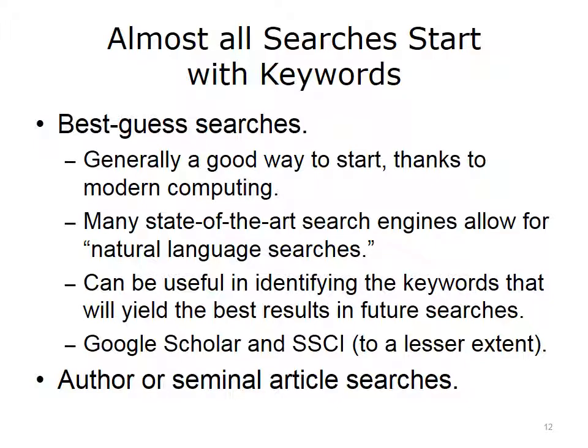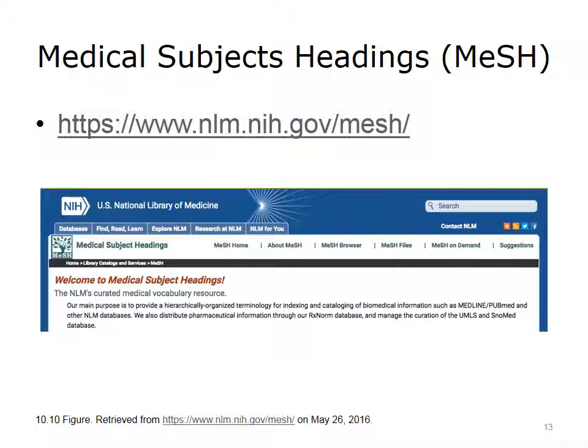Google does this quite well in its Google Scholar application. To a lesser extent, the Social Science Citation Index does this. PubMed does it as well, although it is truly driven by MeSH headings. Let's talk about Medical Subject Headings, MeSH. NIH's Library of Medicine website has tools for you to actually explore MeSH headings. You can do some natural language searches to help find the MeSH heading that best suits your purposes.